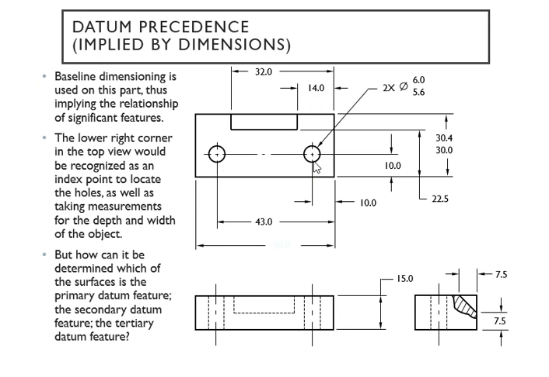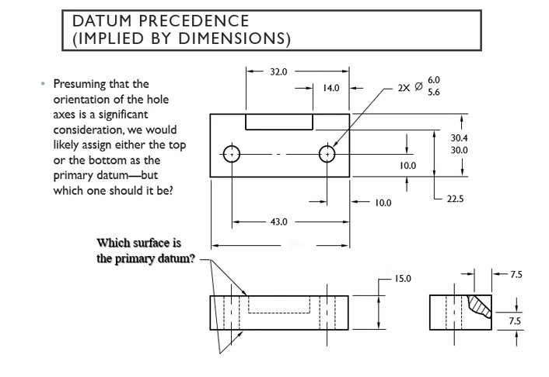And why do we need to locate the feature? Because we have to measure from that datum, the implied datum, so we can get the depth and the width of that object. And we're going to see how we're going to do the primary, secondary, and tertiary datum features. So let's take it here.